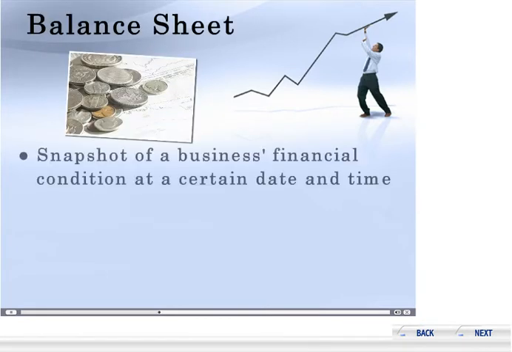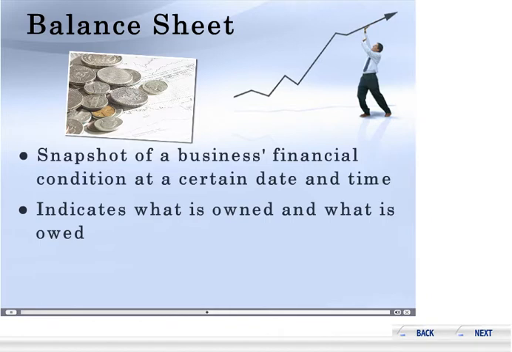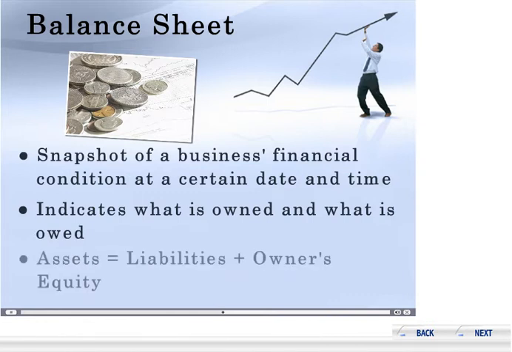The balance sheet is a financial statement that summarizes the company's assets, liabilities, and owner's equity at a specific point in time. It is also called a statement of financial position because it highlights a company's worth. This statement is one of the most important pieces of financial information because it is a snapshot of what is currently owned and what is currently owed at that particular point in time. The balance sheet's basic equation is assets equals liabilities plus owner's equity.